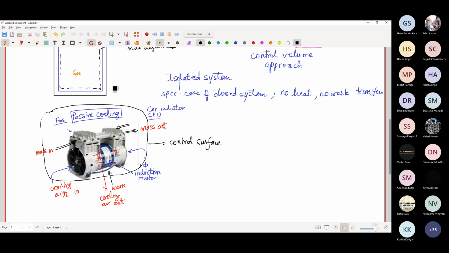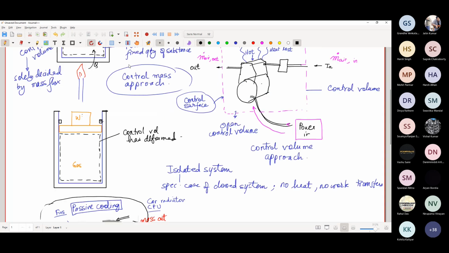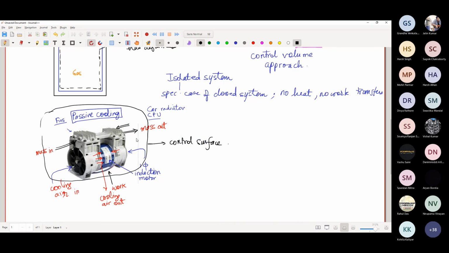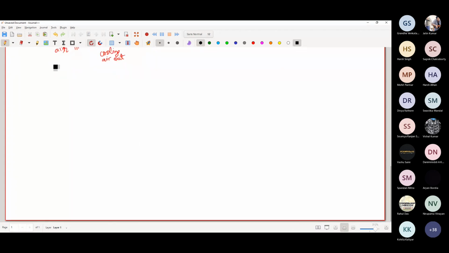So, okay, let me take this to a whole new level. Let me redraw an air compressor, and I'll show you how you can analyze the problem. So let's say that this is an air compressor. Forget about the internals. In thermodynamics, you hardly bother about the internals. This is an air compressor.